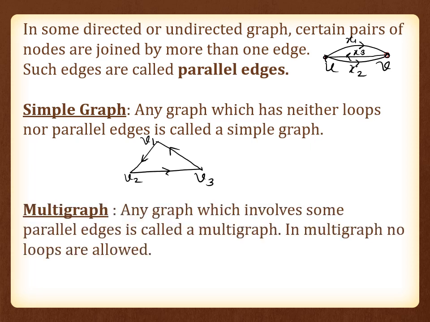Multigraph. Any graph which involves some parallel edges but there are no loops in the graph is called a multigraph. So we can have a multigraph with V1, V2, V3, three vertices, and here parallel edges are allowed in this graph but no loops. So these two edges are parallel. We can have a few more parallel edges between V1 and V2 like this. So parallel edges are allowed in a multigraph but loops are not allowed.